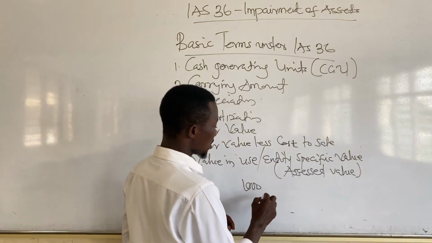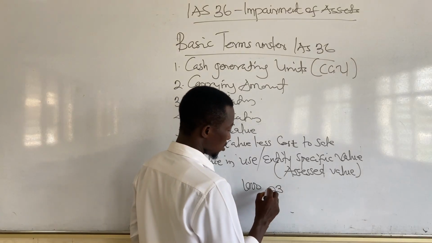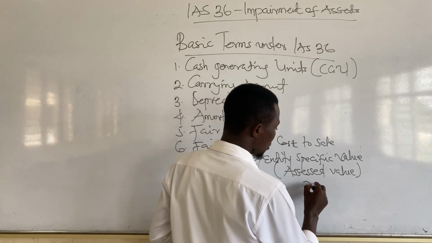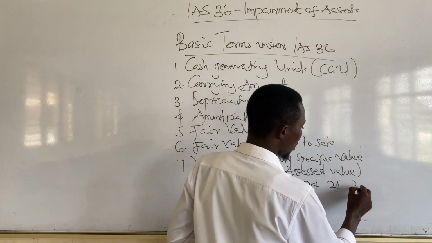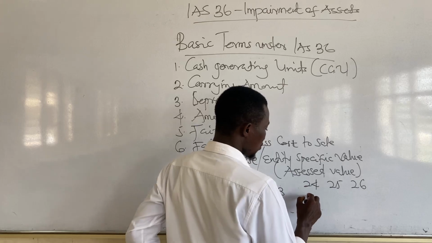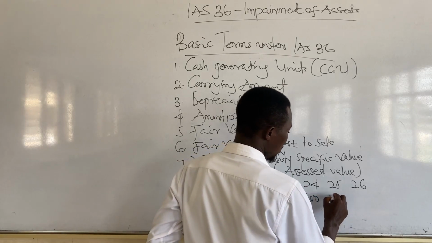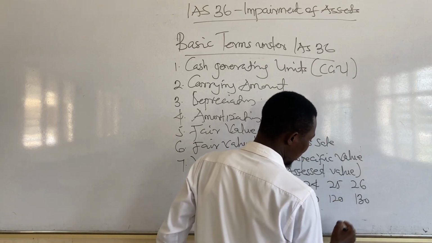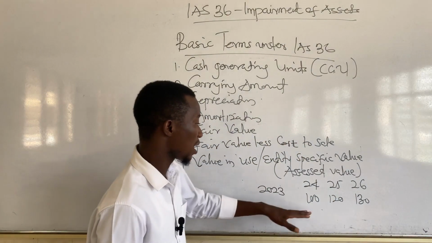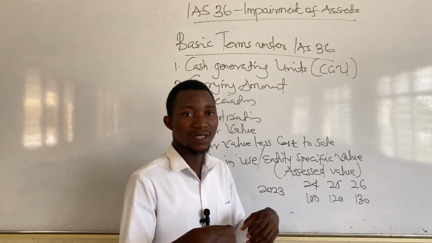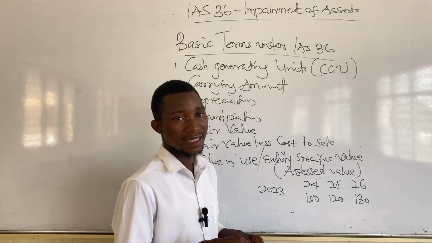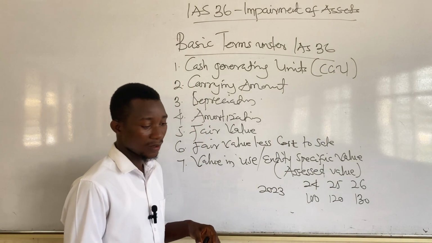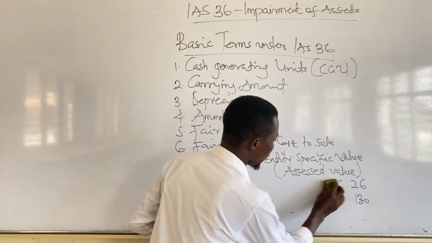So if this is 2023, then let's talk of 24, 25, and 26. So when we assume to get 100, 120, and then 130, is that okay? So when we add these three, then we discount it into today's terms by using the discount factor, then we call that the value in use. Is that okay? Very good. So that is the meaning of value in use.